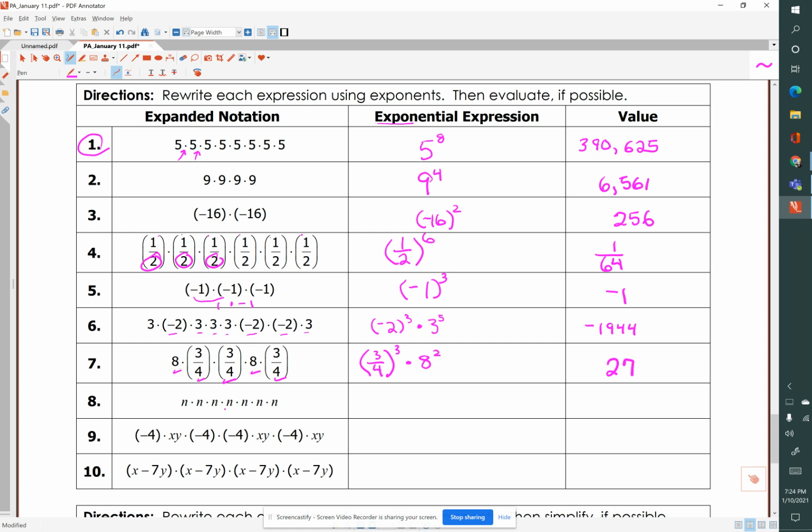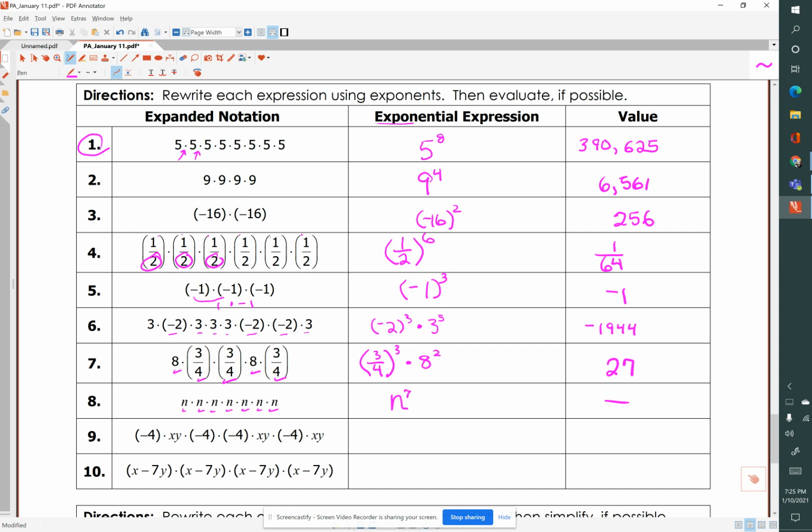Now, we don't have any numbers here, so these are kind of easy. We can't really find the value of number 8 because it's a variable. But we can call that n to the 7th power.